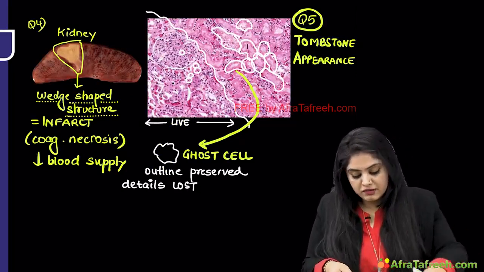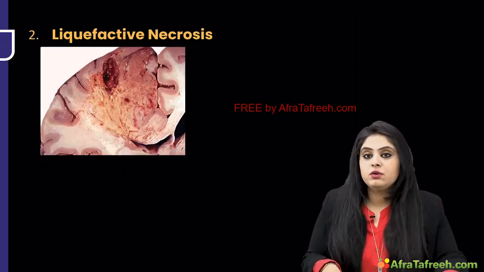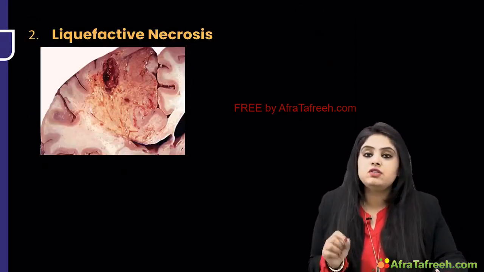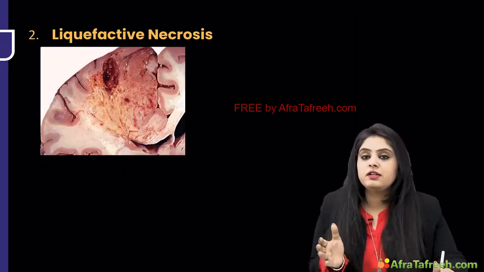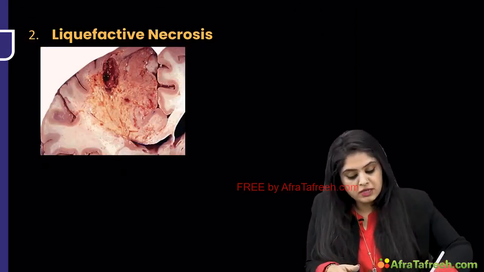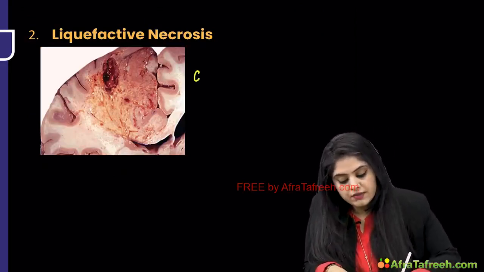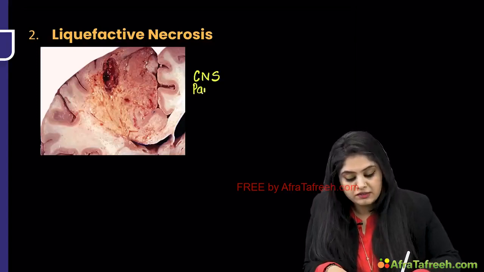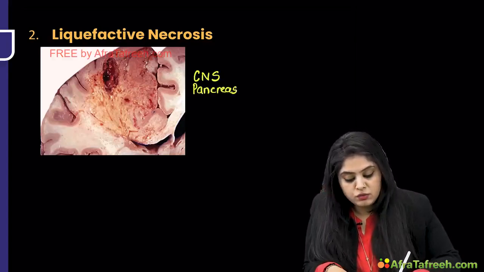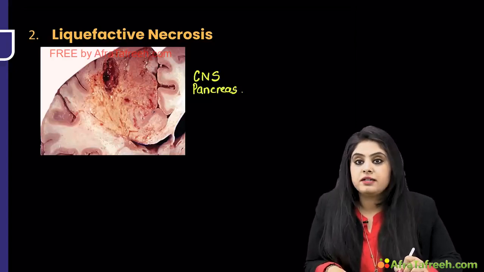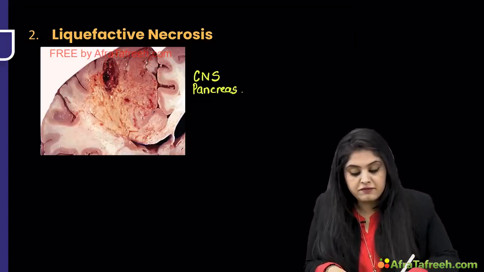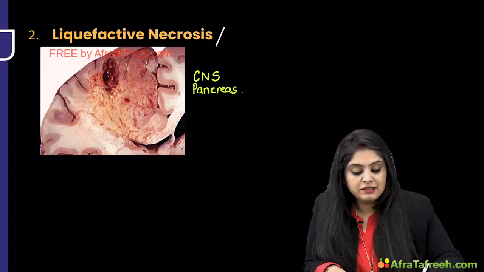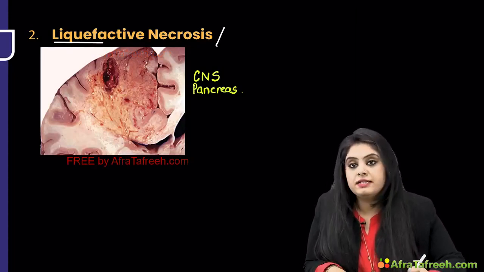Now we move ahead and we study the second type, that is liquefactive. Now did you notice when I was teaching you coagulative necrosis, I said all the solid organs, but I did not mention the brain, and I did not mention the pancreas, because these two solid organs show you liquefactive necrosis. So what is the meaning? If I talk about liquefactive, something is going to become liquefied, right?